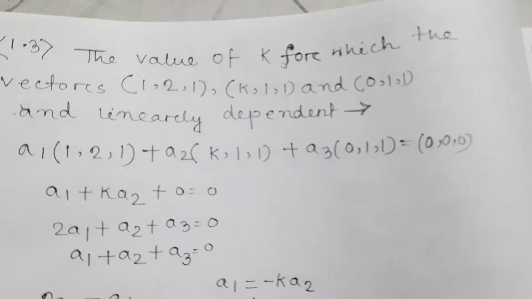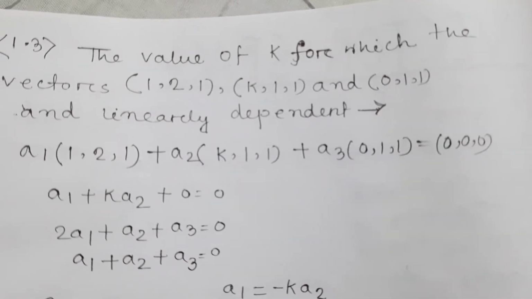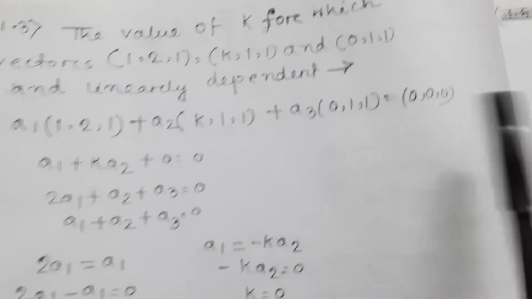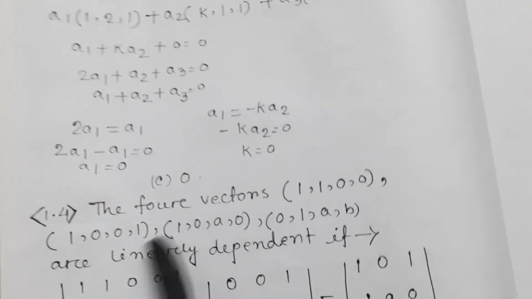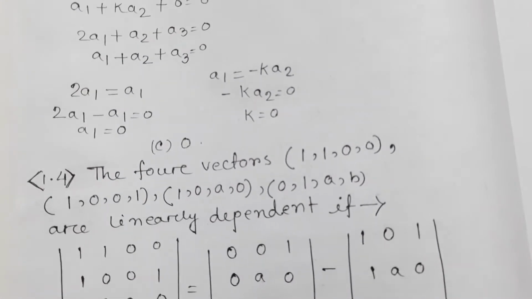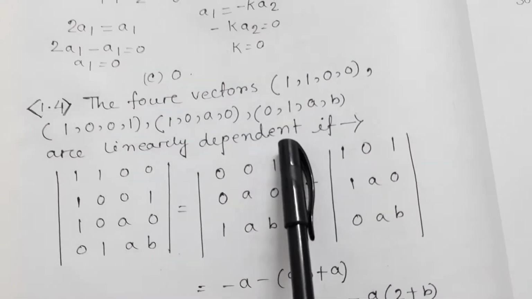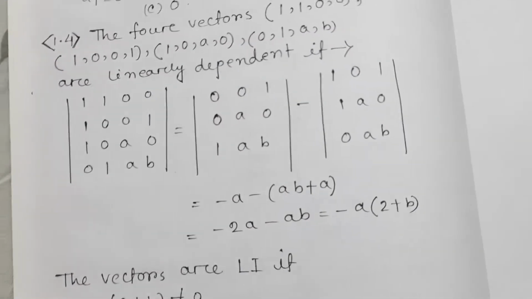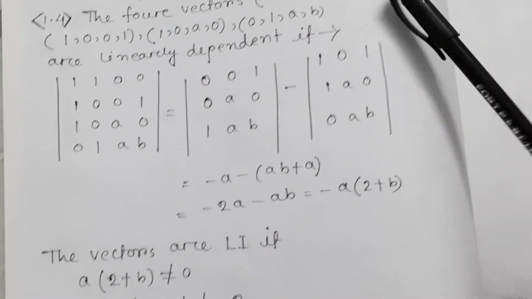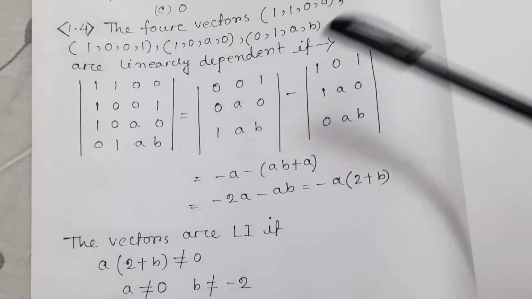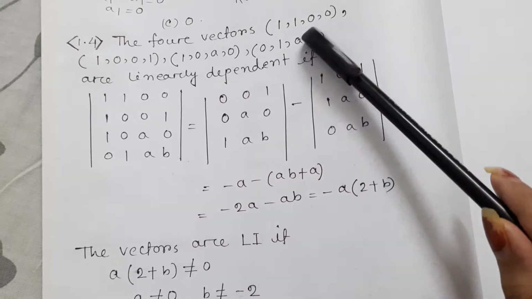Next question: the value of k for which the vectors are linearly dependent. Same question, so just solve it yourself. And next question: the four vectors are linearly dependent under which condition? Just determine it.